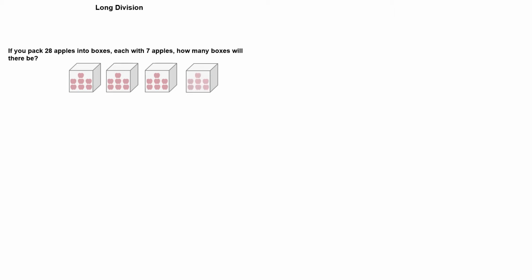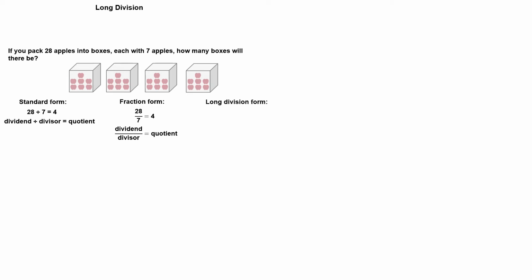The result is written in mathematical symbols in different ways as follows. In the standard form, we read it as 28 divided by 7 is 4. 28 is the dividend, 7 is the divisor, 4 is the quotient. In the fraction form, we read it as 28 divided by 7 is 4. In the long division form, we read it as 7 divided into 28 is 4.